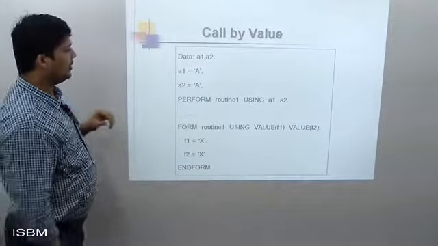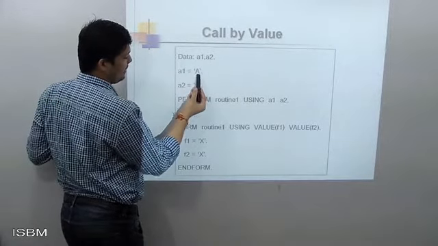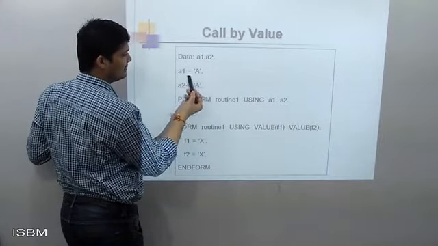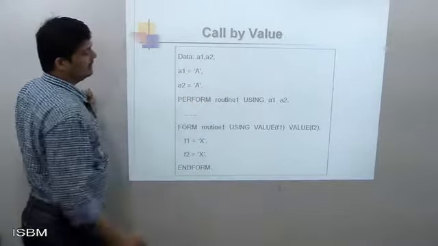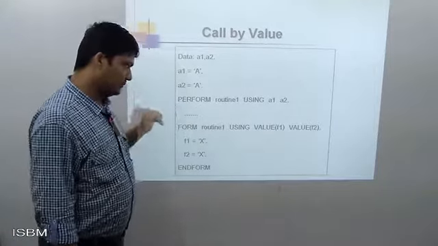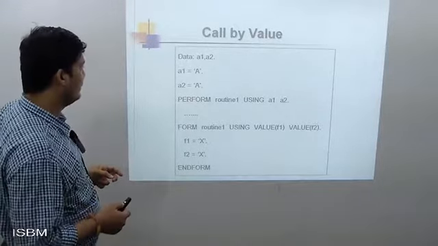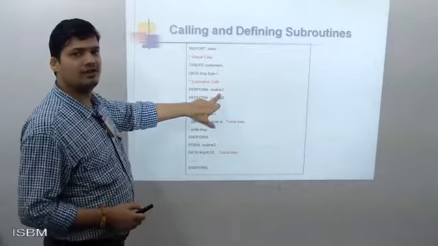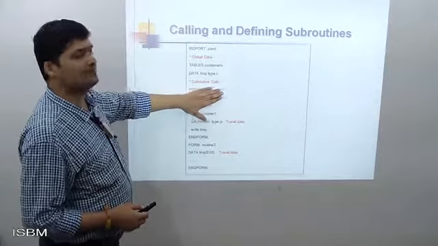Now what I am doing, I am assigning the value A to both A1 and A2. You can very easily understand this: assigning A to A1, assigning A to A2. Then again we are calling perform. In the previous slides, I have written only perform routine 1 and perform routine 2. These are the subroutine calls, a simple way of subroutine call.